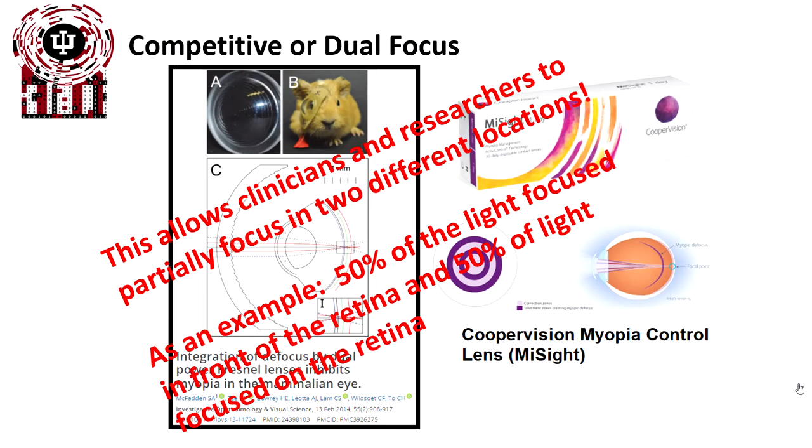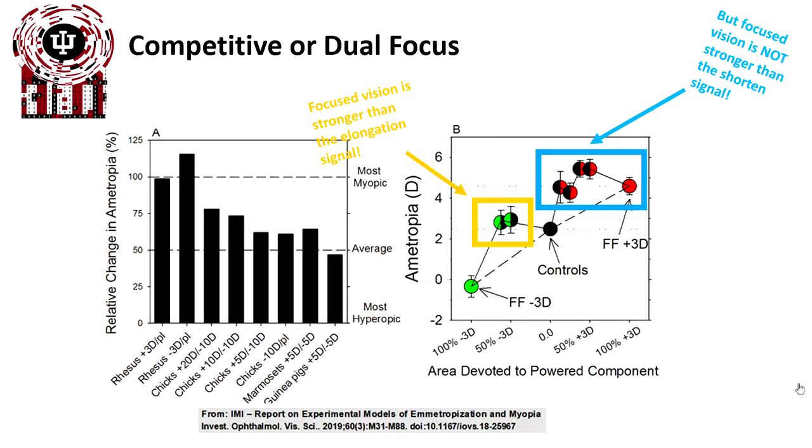As another example of this, we could take 50% of light and focus it in front of the retina, and we could take the other 50% of light and focus it on the retina. So how does the eye respond to that as far as its growth goes? Well, here's an example in animals. When we have 50% myopic defocus, so the image is in front of the retina, and 50% of it is on the retina, the eye stops growing. So the myopic focal position is actually strong for shortening the eye or stopping growth.